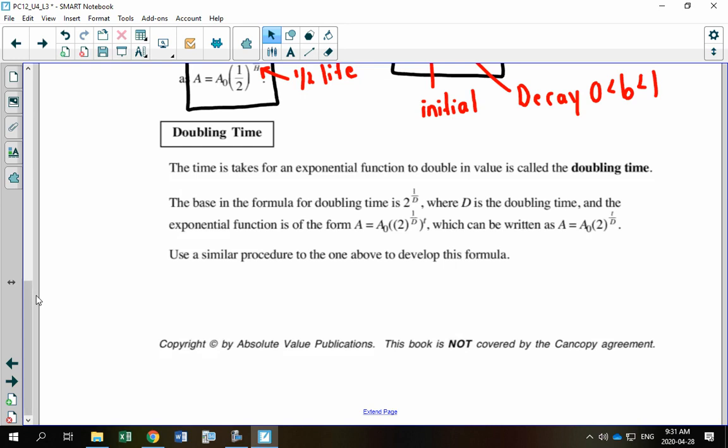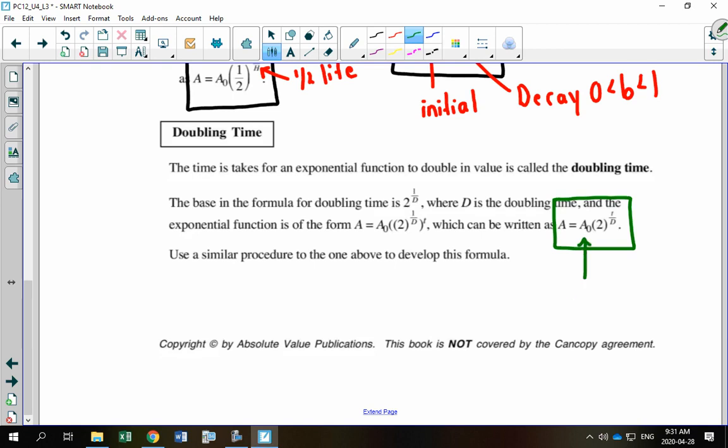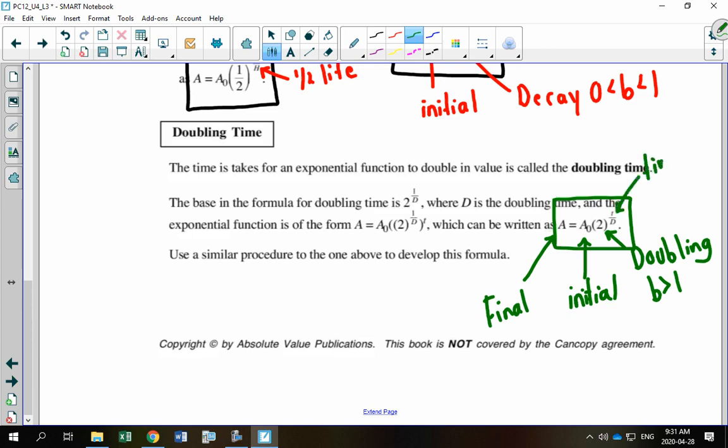And then similarly, we have one for doubling time. You'll notice here that this time the base is greater than 1. So we have, again, A0 for your initial of whatever you're talking about. A is your final. B is for doubling because B is greater than 1. And then we have time again on top. And the D is doubling time. And again, same units for t and for d.